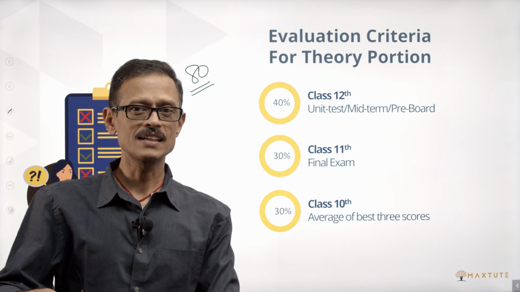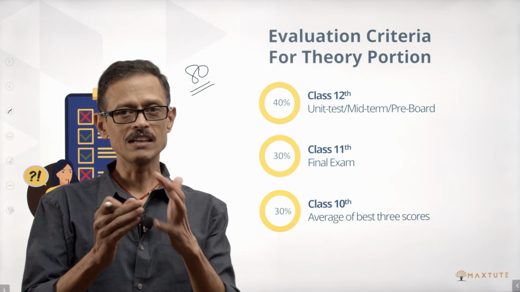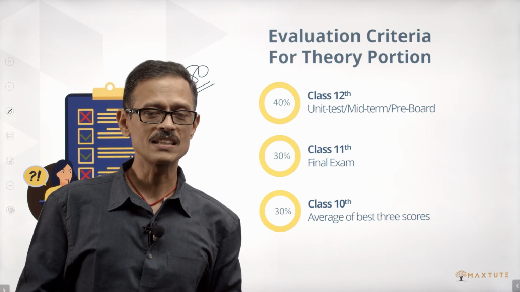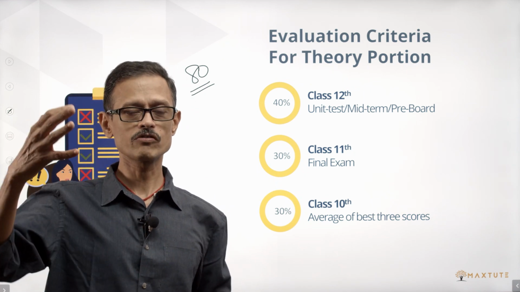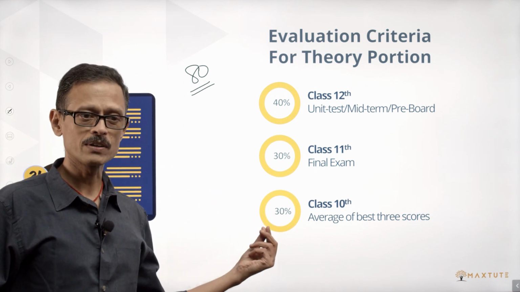Whoever is sitting for the 12th standard this year would have written the 10th standard board examination, and would have got a criteria of evaluation, which is actually how board examinations were typically evaluated. You wrote the final examination for 80 marks and you scored it. So, that's the board awarded marks for you. So, you get 30% weightage for it.